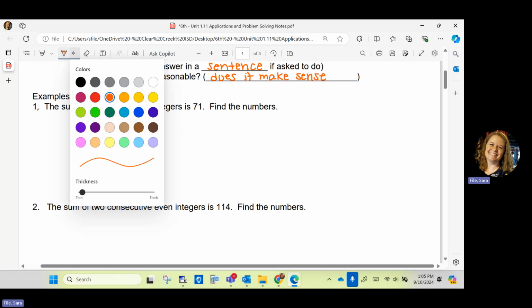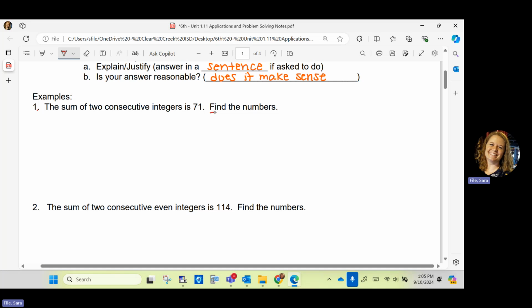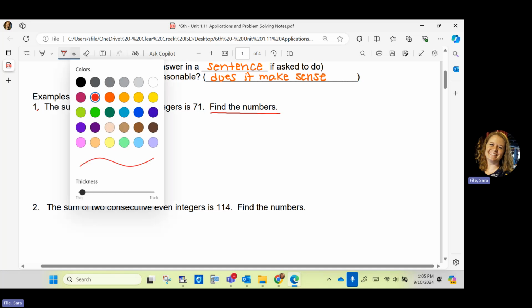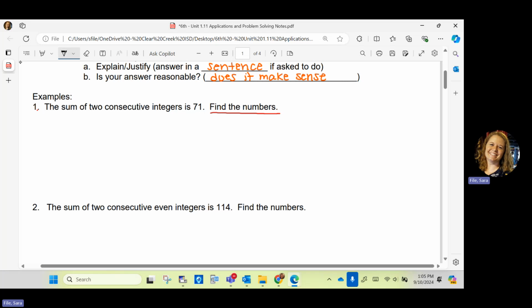Okay, so I've read the question. I'm going to underline what it is they're asking for, which is to find the numbers. And then I'm going to go back and I'm going to circle or highlight the important words or phrases, the information that they've given us. Okay, so we're going to think back to our notes from yesterday and last week on what some of these words and phrases mean. Okay, what did sum mean? Add. Okay, so I know I'm going to be adding. Okay, and it's the sum of 2 consecutive integers.